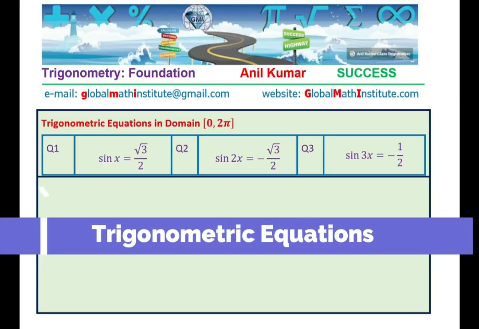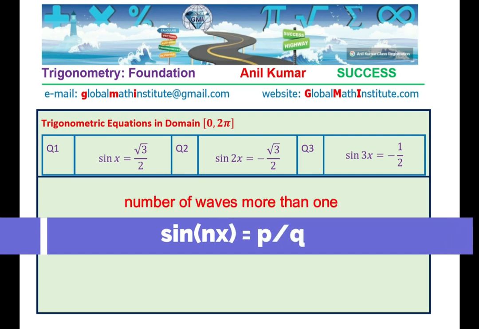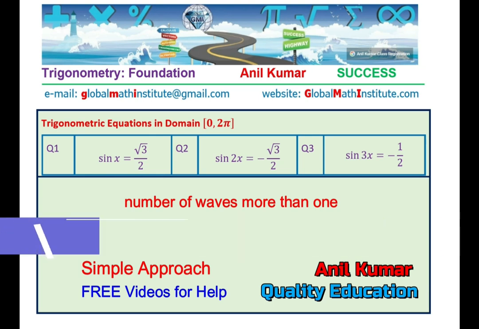Let us understand how we solve trigonometric equations within a domain of 0 to 2 pi, especially when we have something like sin nx. It means the number of waves between 0 to 2 pi could be 1, 2 or more.